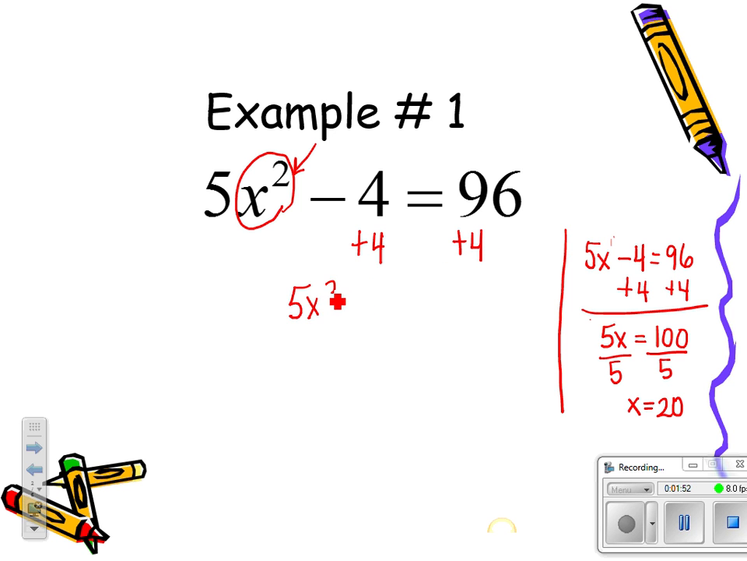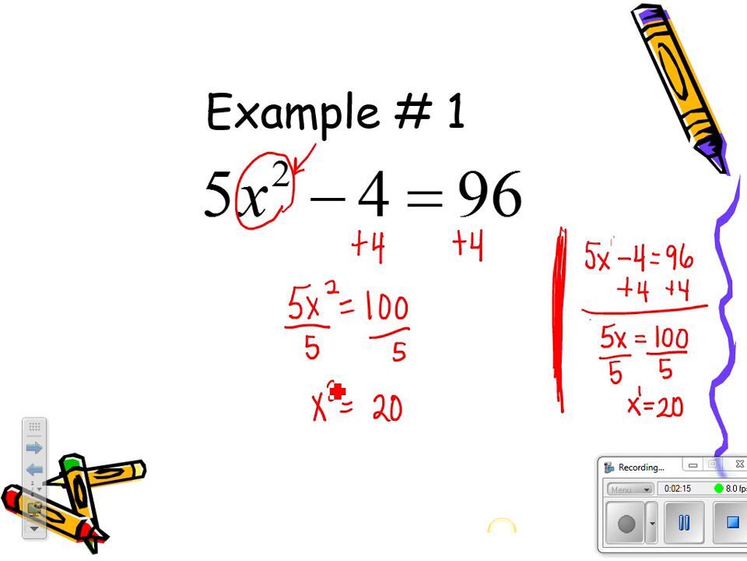I get 5x squared equals 100. Then I'm going to divide by 5, just like I did over here in my sidebar. Okay, I divided by 5, and I get x squared equals 20. Now, the difference between this problem and this problem is that this is an x to the power of 1, and this is an x squared.